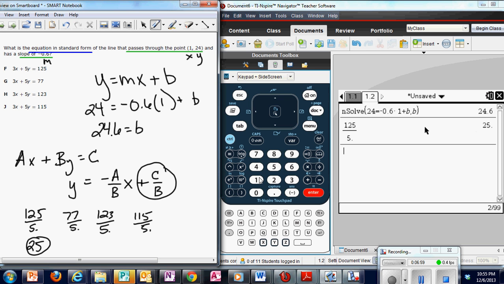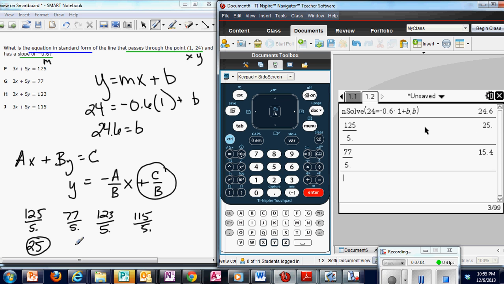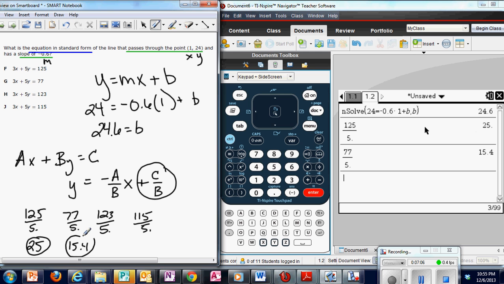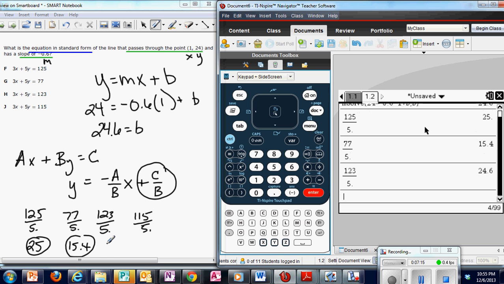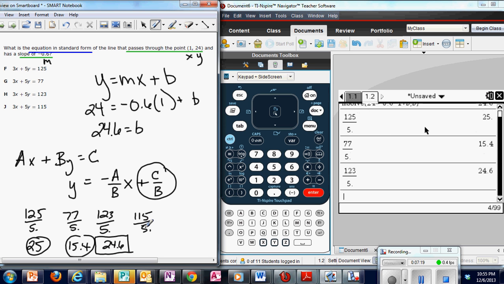Okay. 77 divided by 5 with a decimal, 15.4. 123 divided by 5. That looks like our answer, but we are going to verify that this last one is incorrect. So our answer choice is H.